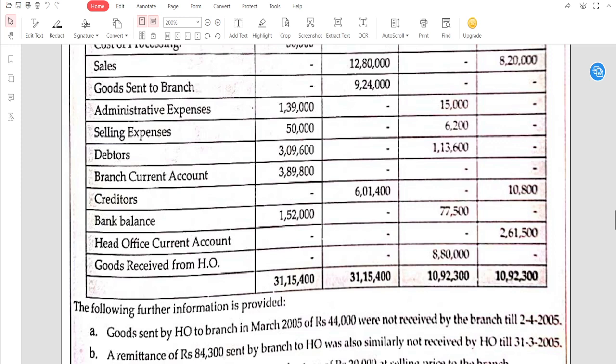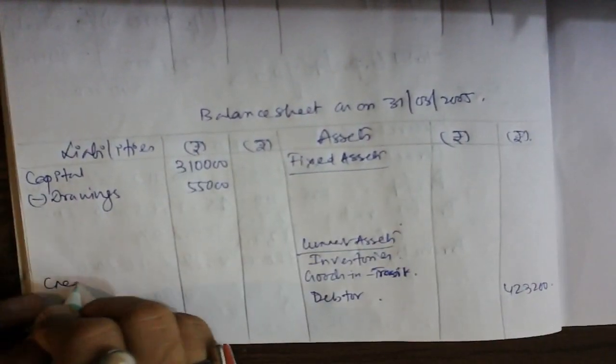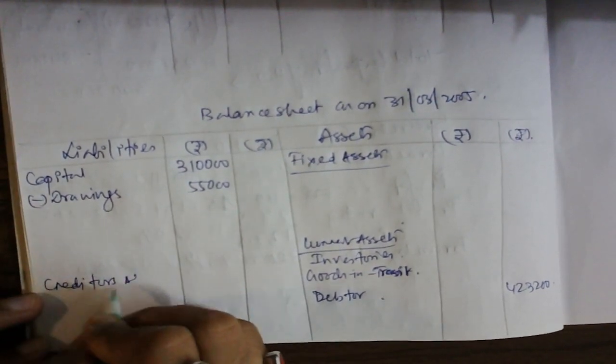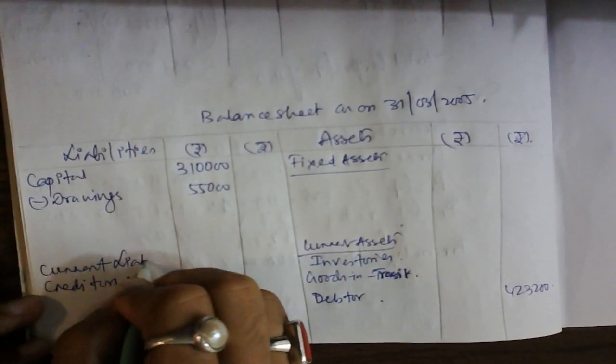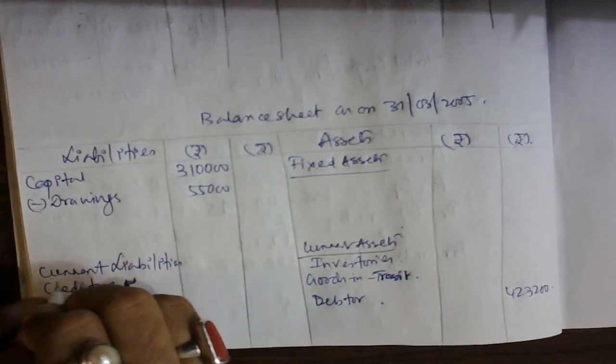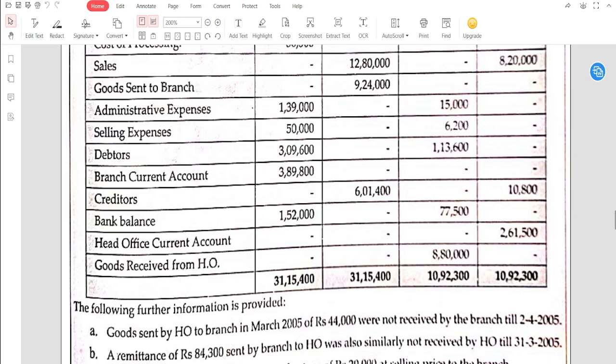Okay, after this you have the branch current account as well as you have creditors. So first creditors को ऐड कर दीजिए. ठीक है, यहाँ पे लिखिए creditors. ये करंट लाइबिलिटीज है. So how much is the creditor balance? Add these two. 6,01,400 and 10,000. It means 6,12,200. You can add here. Okay, I am doing a consolidated part, jointly. इसके बाद और क्या है सर बचा हुआ?